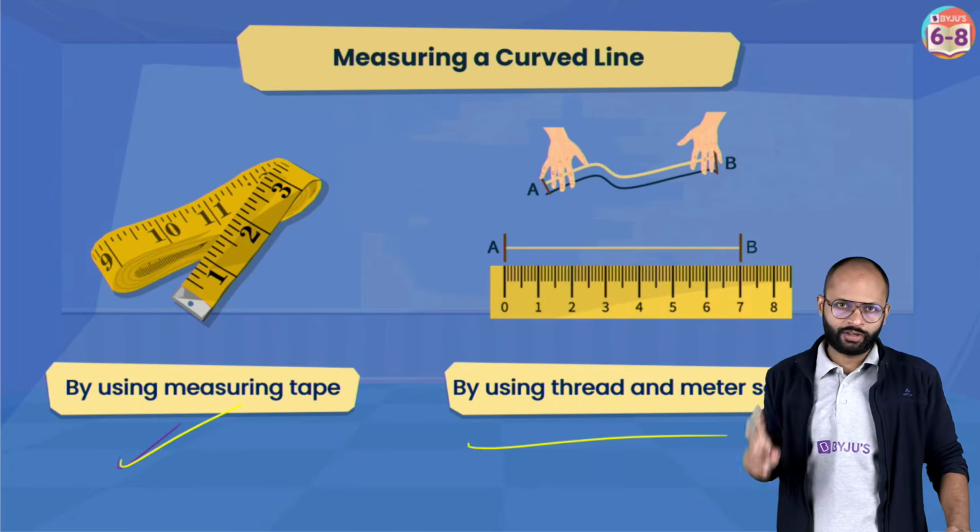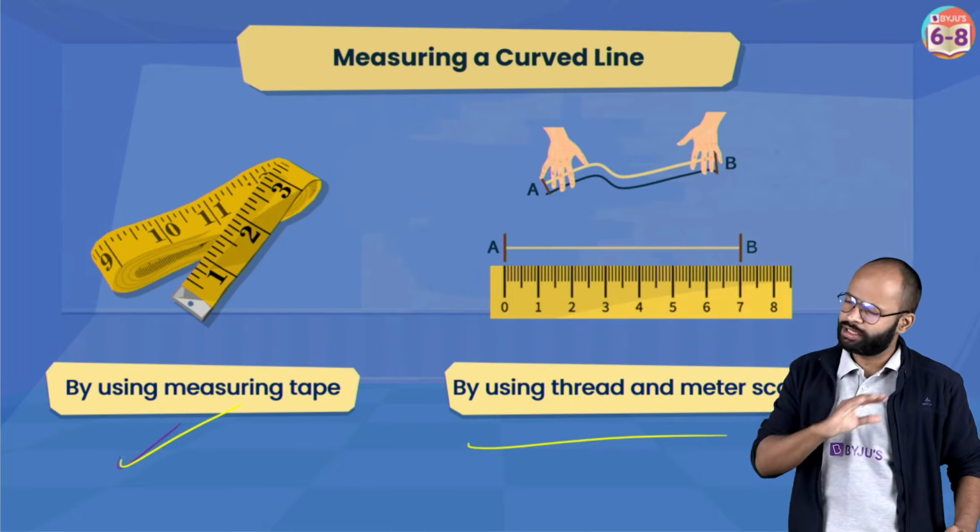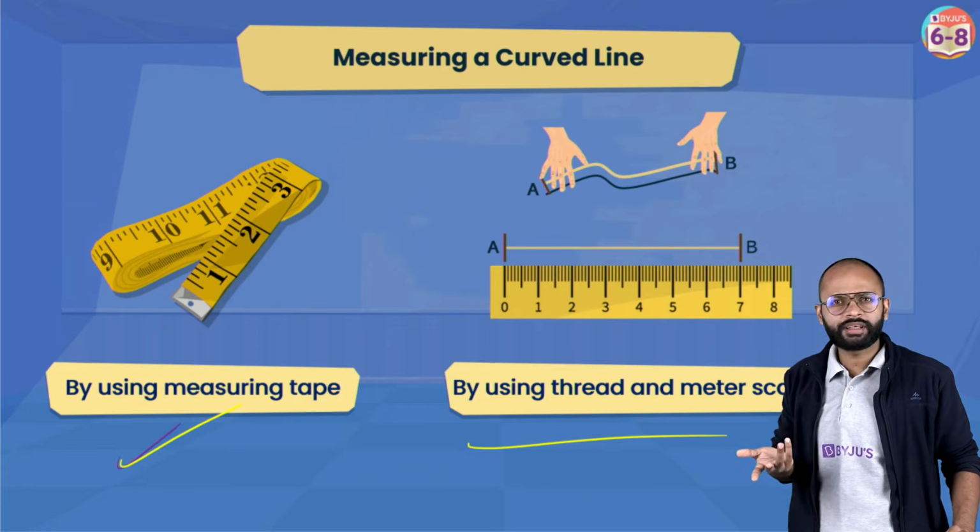ठीक है? 2 ways of measuring a curved line. One is measuring tape. Second is by using thread and a meter scale. Simple, easy चीज है एकदम. समझने वाली भी नहीं है, है ना?